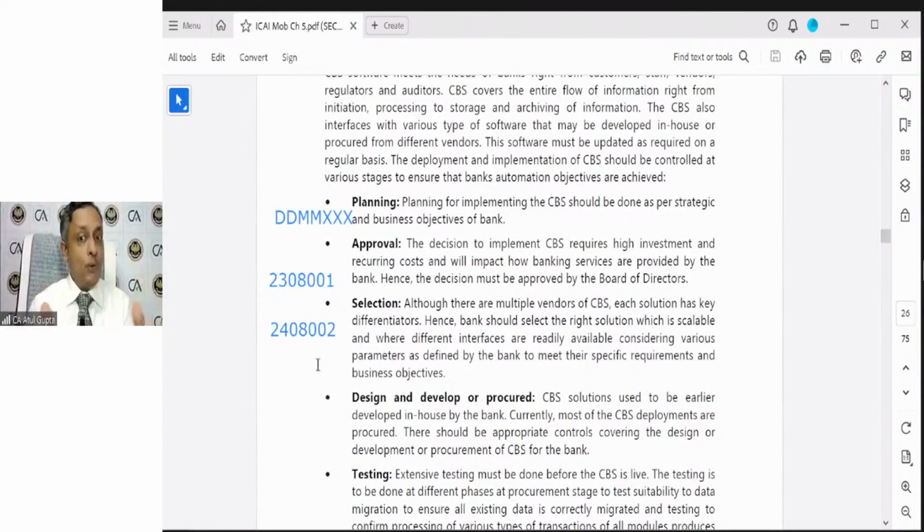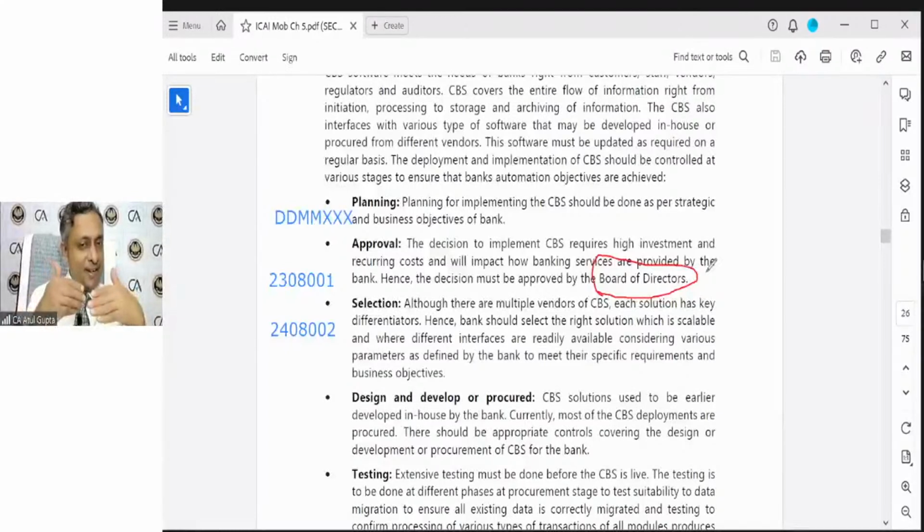Approval. Now, the decision to implement core banking systems requires high investment and recurring cost and will impact how banking services are provided by the bank. Hence, the decision must be approved by the board of directors. This is very, very, very important.